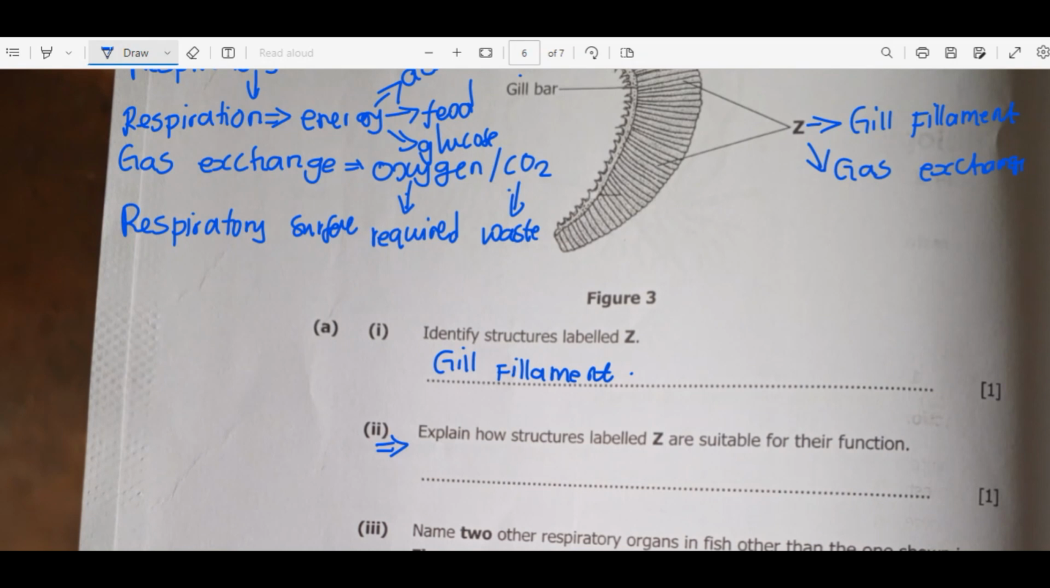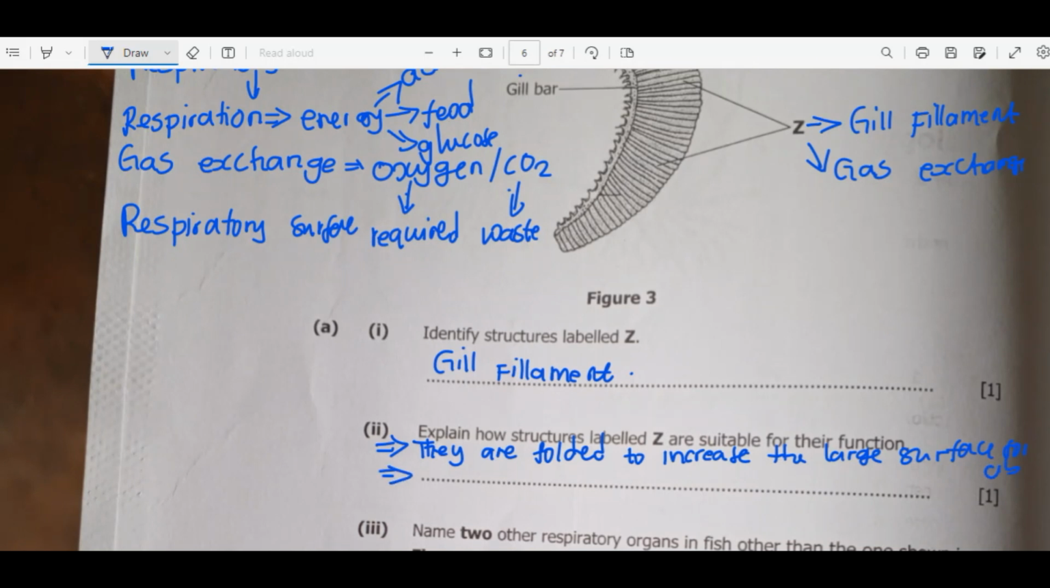So there should be some features that help the gases to exchange. The first one, the way gill filaments are, they are folded, and because they are folded, there is an increase in the large surface area for diffusion of gases. So that's what we are going to say. They are folded to increase the large surface area for absorption.